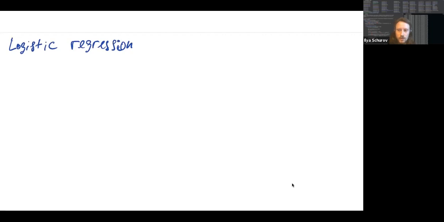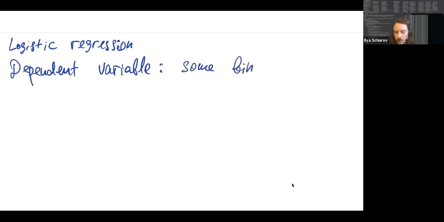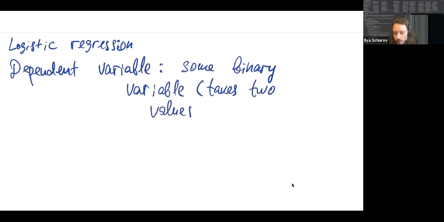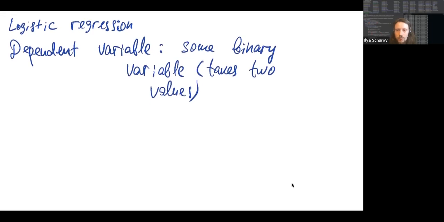And particularly in logistic regression, we assume that we have to predict some binary variable. So here our dependent variable is something binary. So it takes two values. So this is a categorical variable with two possible values. And let us consider some examples.